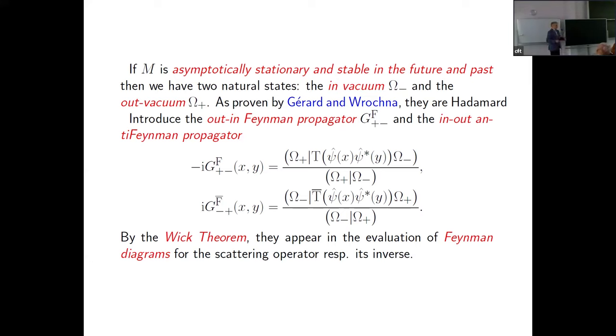And then when you use the Wick theorem, maybe you have some interaction. It can be any interaction; it doesn't have to be quadratic. Then you use the Wick theorem, you get the sum of Feynman diagrams, and on the lines of these diagrams, you should put this Feynman propagator. So this is the out-in propagator. In you put on the right, out on the left, and then you divide by this overlap. And then you can compute all diagrams. So this is actually the physical Feynman propagator in this setting.